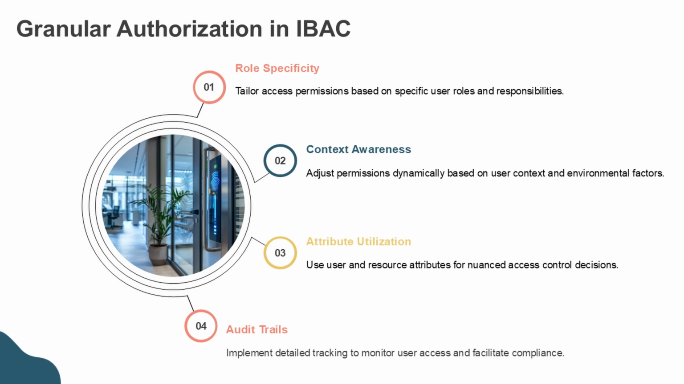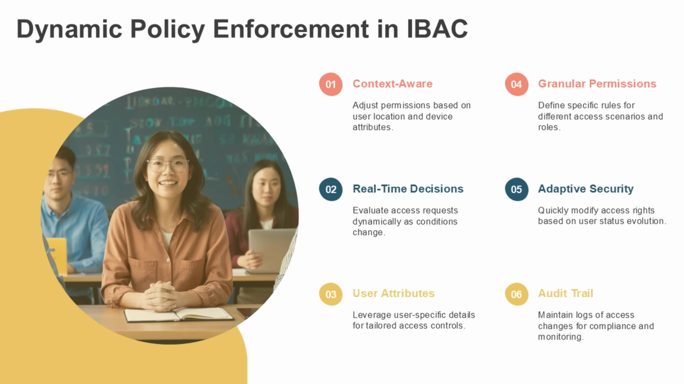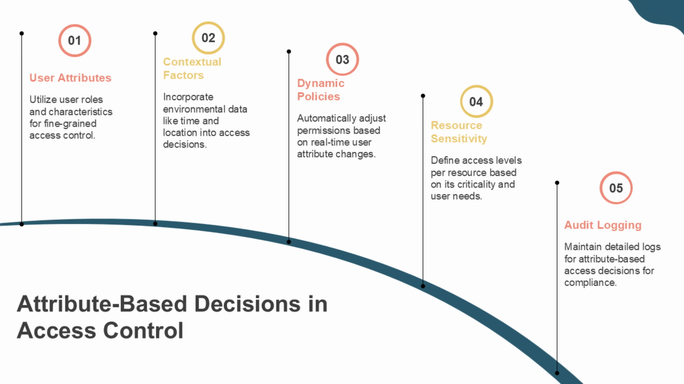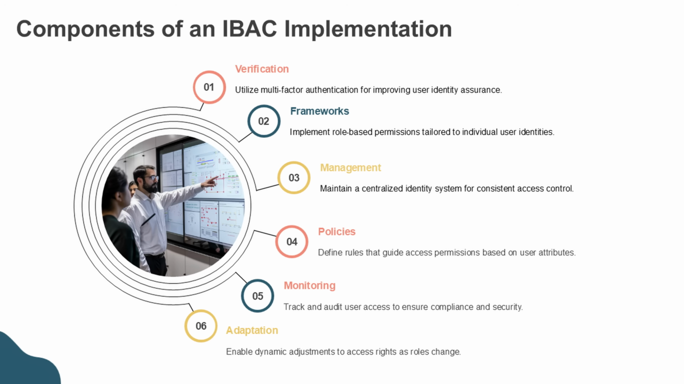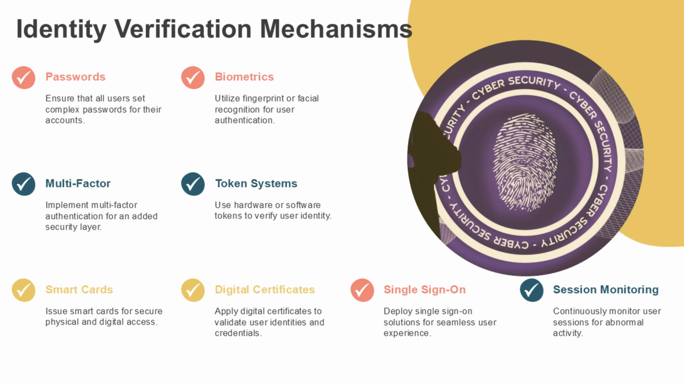IBAC operates on several key principles that differentiate it from other security frameworks. First, identity centricity. The model focuses primarily on who the user is rather than where they are connecting from, making it particularly valuable in distributed environments where traditional network boundaries have dissolved. Next, granular authorization. Access permissions are explicitly tailored to individual identities, allowing for precise control over who can access what resources under which circumstances.